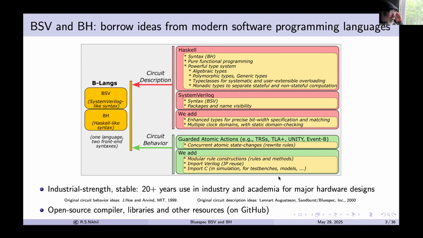The original ideas on using guarded atomic actions started off in a PhD thesis at MIT in the late 1990s. James Ho was the PhD student. Professor Arvind was his advisor. And James Ho right now is a professor at Carnegie Mellon University. Arvind unfortunately passed away last year, but until then he was a professor at MIT. The original ideas on circuit description, that is structurally how you piece things together, were due to Leonard Augustin, who worked with us at Sandburst initially and Bluespec after that, way back in the early 2000s.